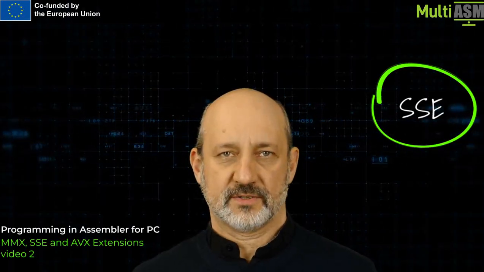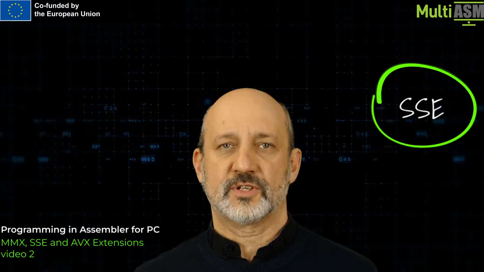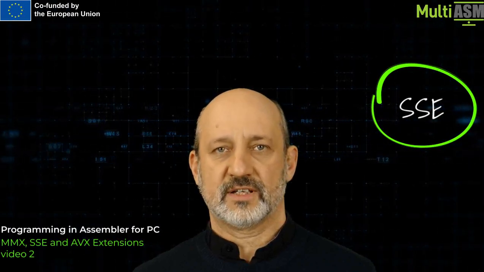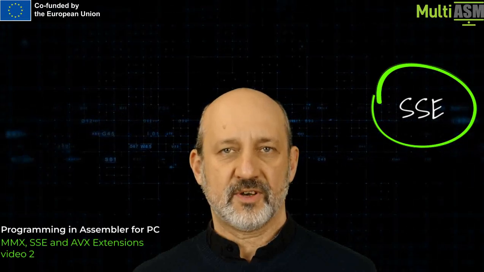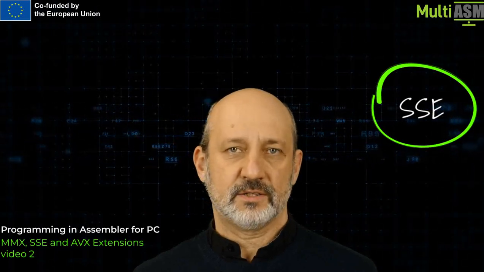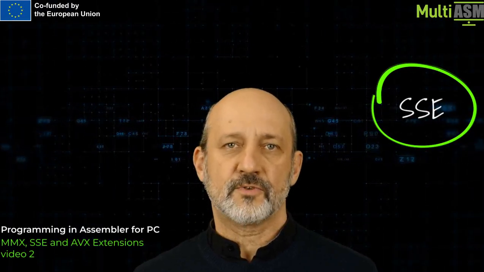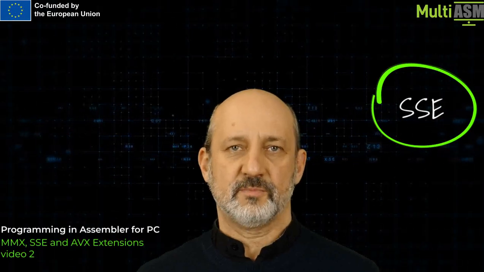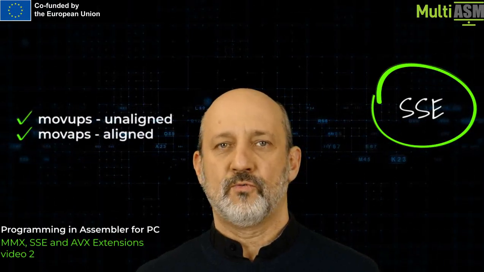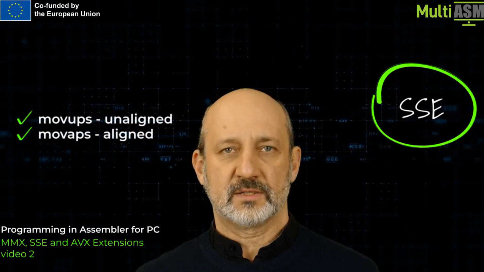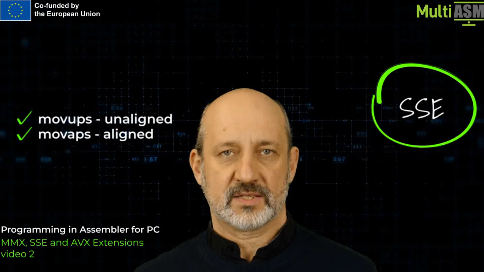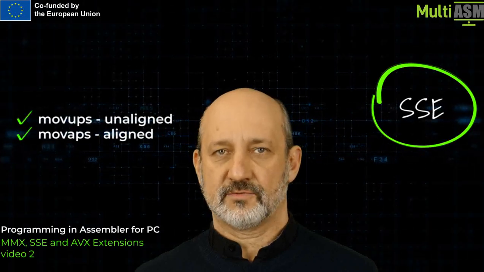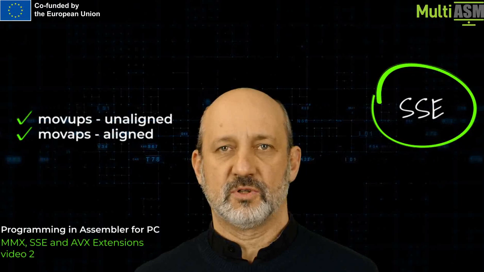In modern processors, it is very important to transfer data from and to memory effectively. The memory management unit can perform data transfer much faster if the data is aligned to a specific address. In the SSE extension, 2 versions of data transfer instructions were implemented. The MOVUPS copies packed single precision data from any address, while the MOVAPS moves data from an aligned address, which must be evenly divisible by 16.